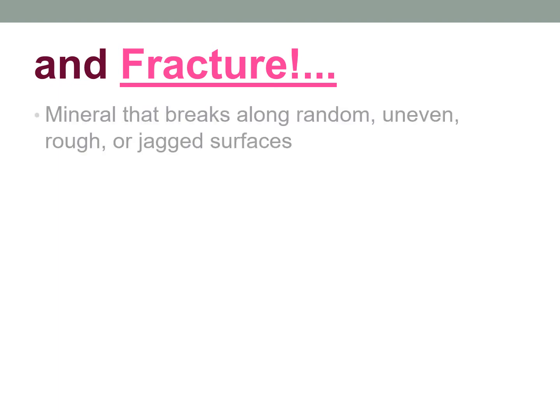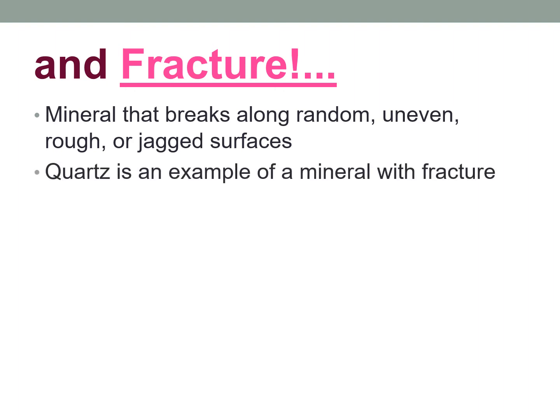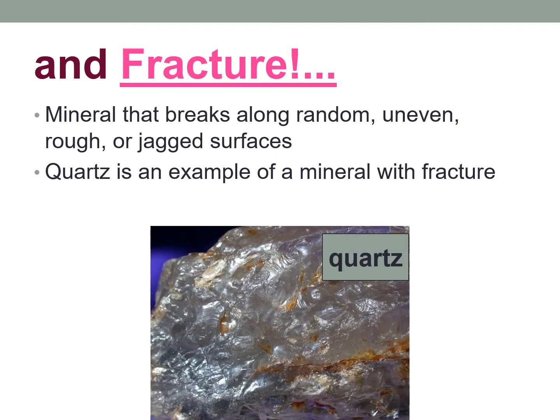The second way that a mineral might break is called fracture. Fracture is when it breaks along random, uneven, rough, jagged surfaces. This is what you might think of the most when you break things. So the quartz is a great example of a mineral with fracture. When we break it, there's no smooth, flat surfaces. It's very rough, it's very jagged, the break is very uneven.